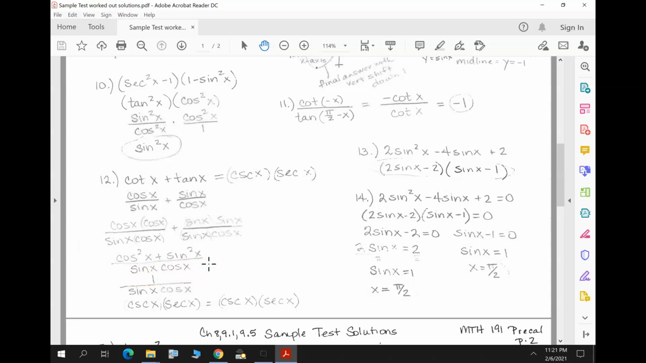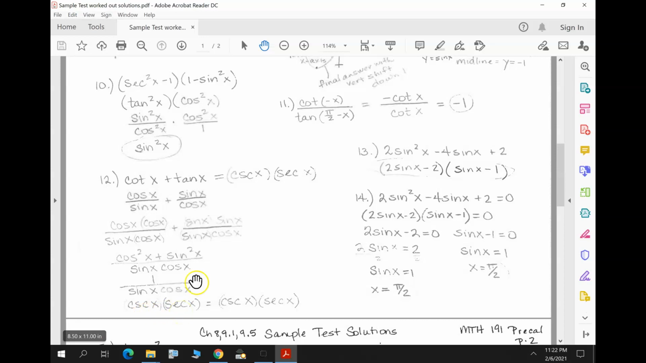Alright, so we go back up to the top of our list, and step number 1, do we have any trig functions squared? Yes, we have 2 trig functions squared, so that almost has to be an identity. And sure enough, if you look at your Pythagorean identities, that is equal to 1. And so now we have 1 over sine times cosine. So 1 over sine is cosecant, and 1 over cosine is secant.